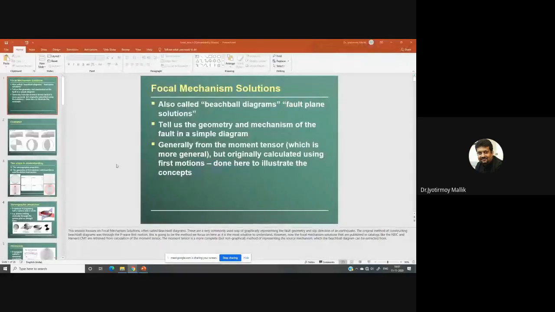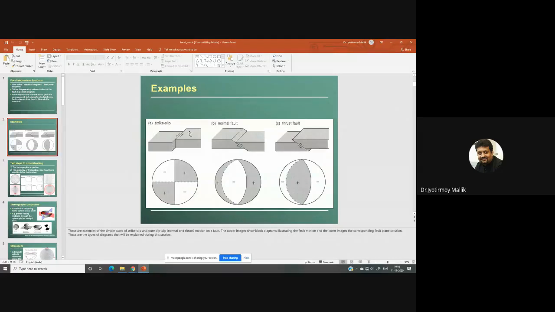Okay, so we have been discussing beach ball diagrams, focal plane mechanisms, or fault plane solutions, which are representations for earthquakes. What type of faults created those earthquakes is represented by the beach ball diagrams. And then we said these are the corresponding beach ball diagrams. This is for a strike slip fault, this is for a normal fault, and this is for a thrust fault.